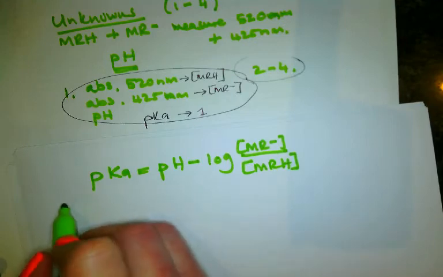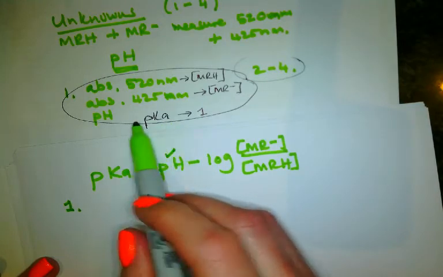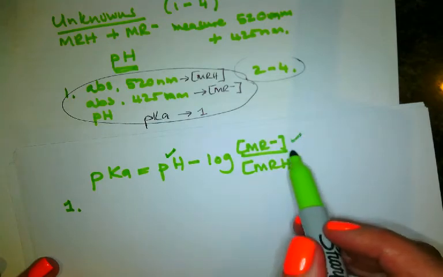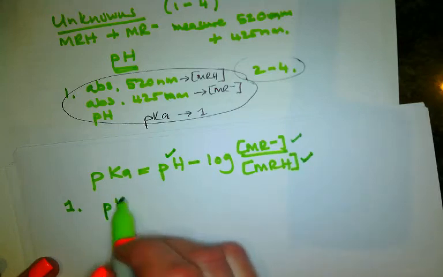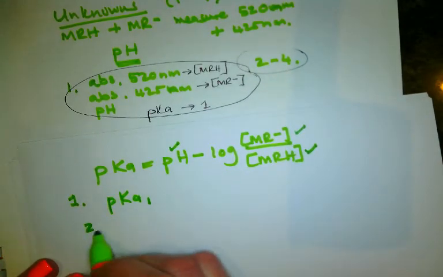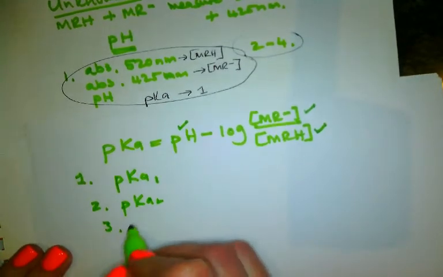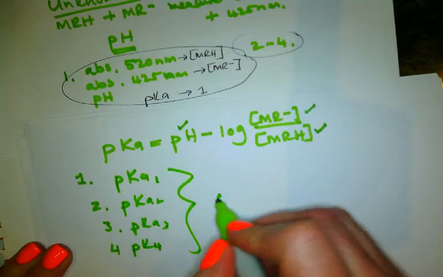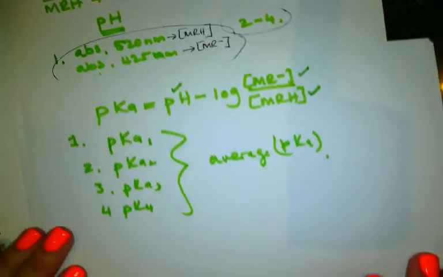So for solution 1, unknown, you have the pH, which you measured. You have the MR minus concentration, which you read off the calibration graph, and you have the MRH concentration. From that, you get the pKa from solution 1. You do the same thing for solution 2, for solution 3, and for solution 4. You can then get an average pKa for the 4 solutions.